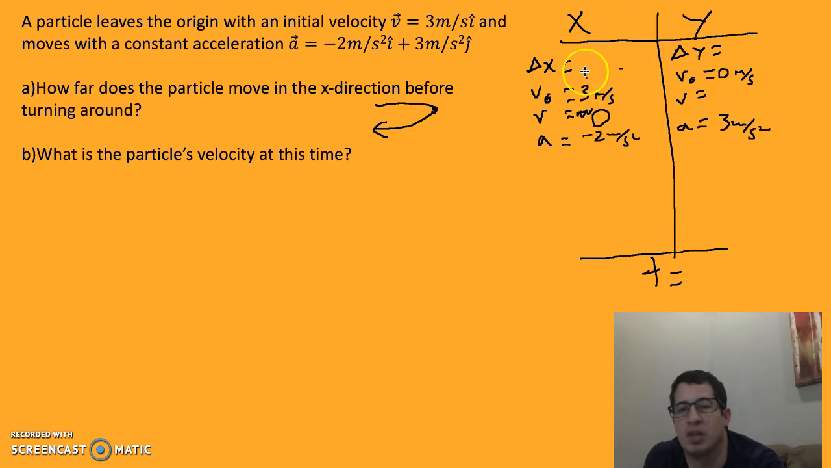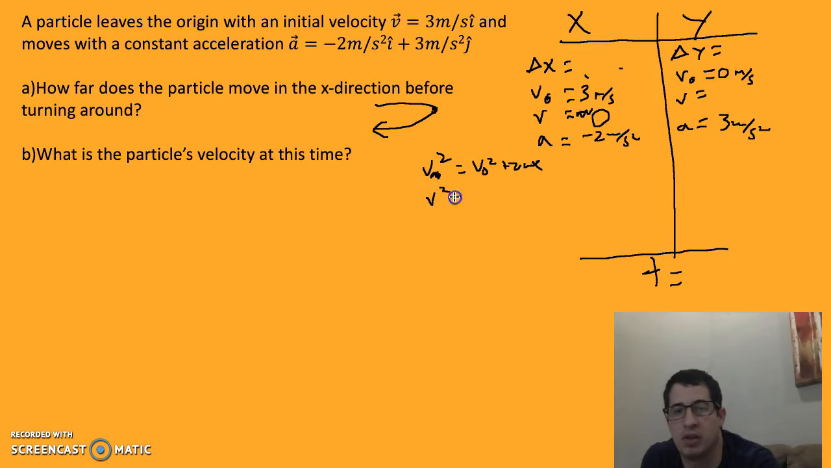So to solve this question we could actually say, okay, at that point velocity is 0. I can then use kinematics to find delta x and t. Okay, and then if I can find t, I can solve for velocity for y. So let's go ahead and do that. To find delta x, I'll use this equation here: v squared equals v naught squared plus 2ax.